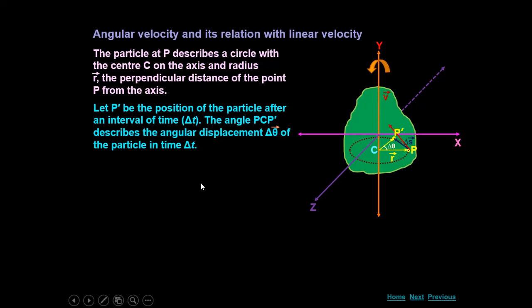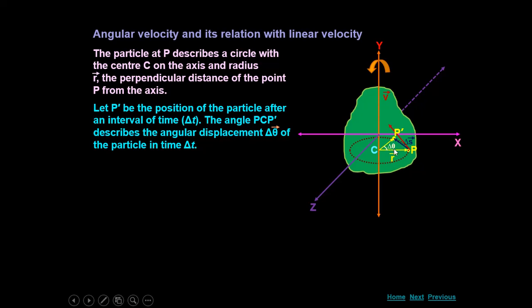Then according to the definition, the velocity is equal to displacement upon time. But here we should not take the displacement delta S vector, because the particle is moving about the y-axis in a circular path. As it moves in a circular path, suppose it is moving from P to P dash, what is the angle through which it has been turned? The angle it has moved from P to P dash is delta theta. This we call angular displacement.